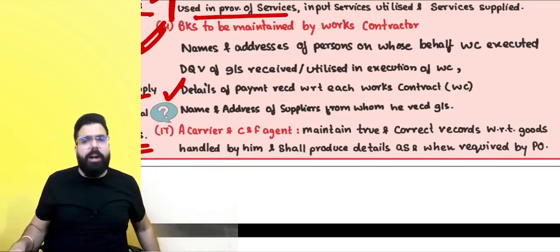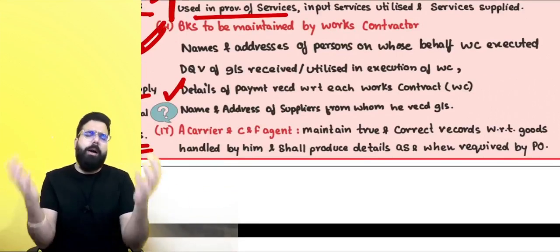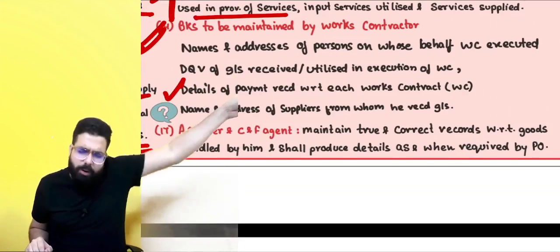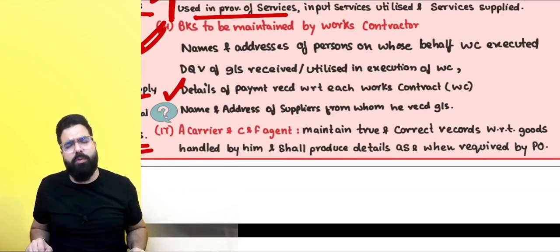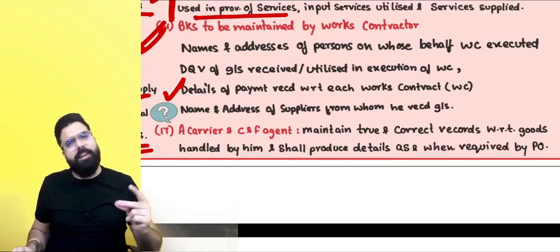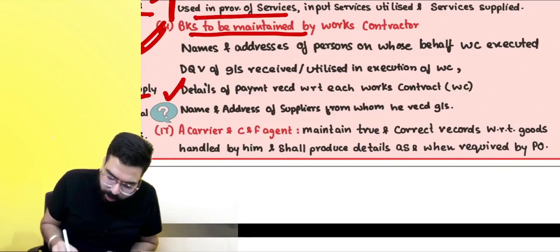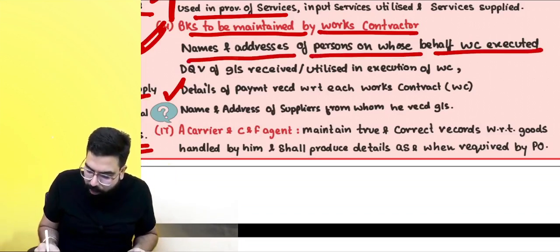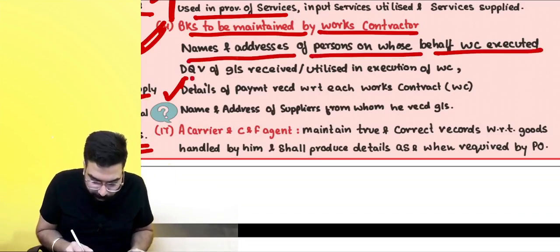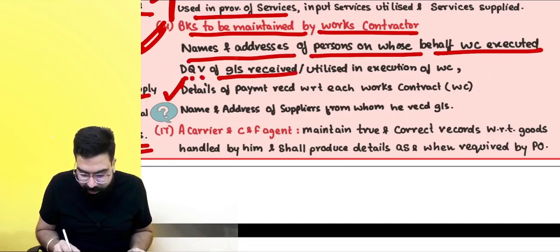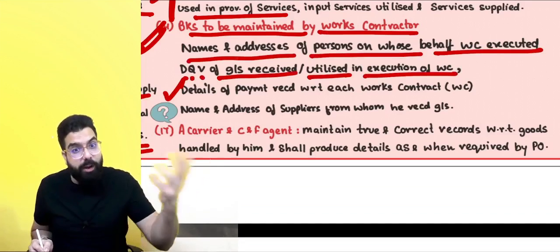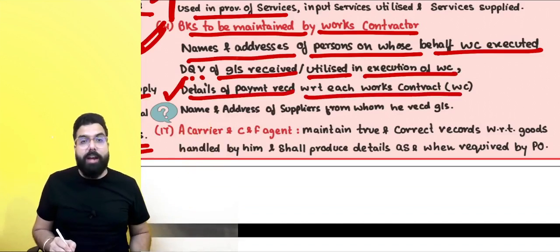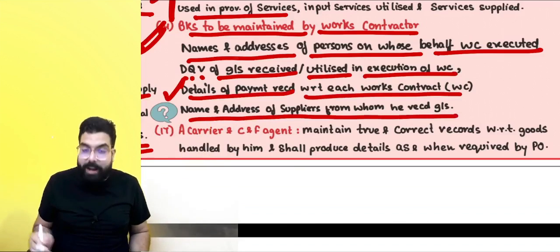If I am a works contractor, what are the details I should maintain? Think about it. What works contract did he execute? For whom did he execute? What goods or services has he used in execution of the works contract? What is the amount of money he has received? All details. The books of accounts to be maintained by a works contractor: name and address of the person on whose behalf the works contract is executed; description, quantity, value of goods or services received and utilized in the execution of the works contract; details of payment received with respect to each works contract; and name and address of the supplier from whom he received goods or services.